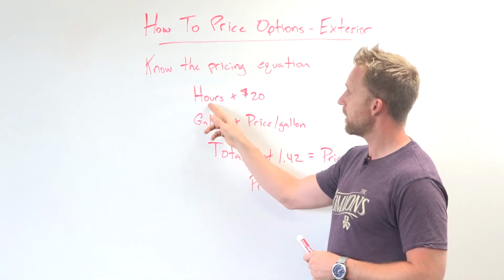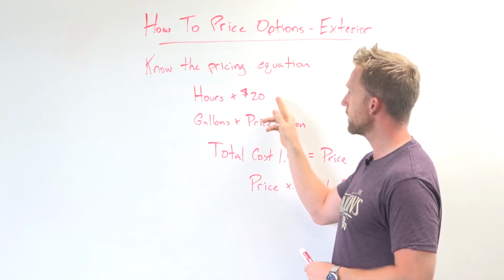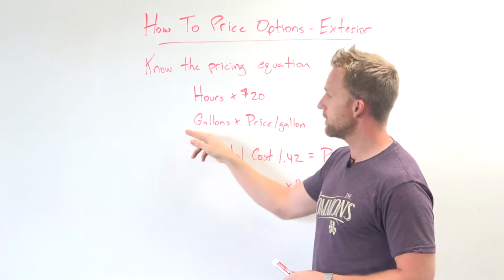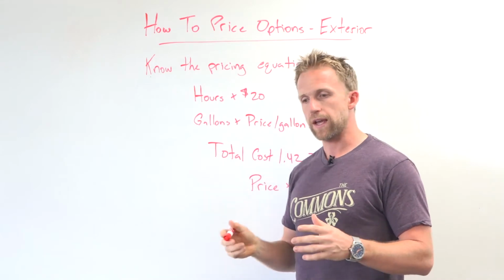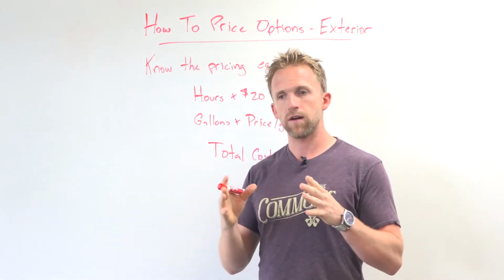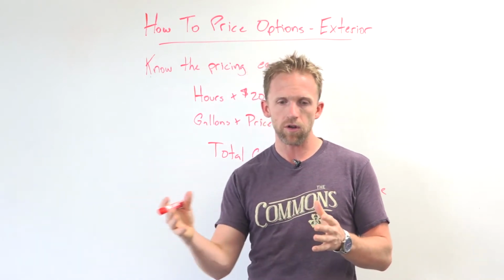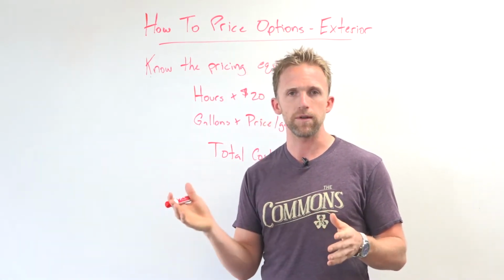So you're going to take the hours for this option and multiply by 20. That's going to give you your labor cost. Then you're going to come up with the gallons of paint required for this option. Again, on the pricing formulas, if we're not doing the siding, we would take out all the gallons that we've included for the siding bid.